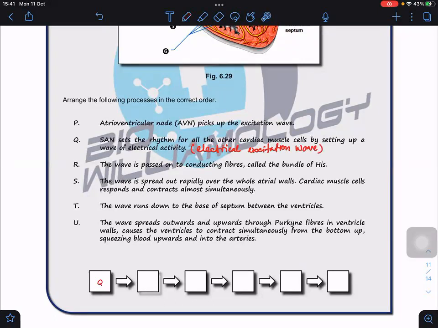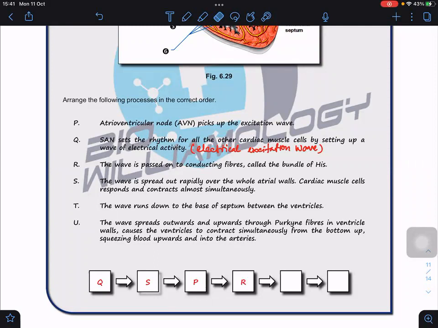Next, this wave rapidly covers the whole atrial wall. The cardiac muscle responds and contracts almost simultaneously, left and right. After that, the AV node picks up the excitation wave, and this wave passes onto the conducting fiber known as the bundle of His.